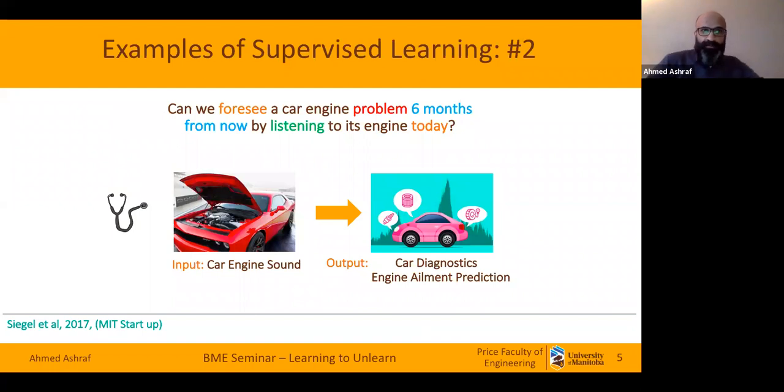Second example, if you have got access to audio signals that come from your car engine, can you do some kind of car diagnostics? For instance, maybe 6 months down the road, you can get a probability that your car will undergo a certain kind of problem, or maybe have a certain kind of engine fault.